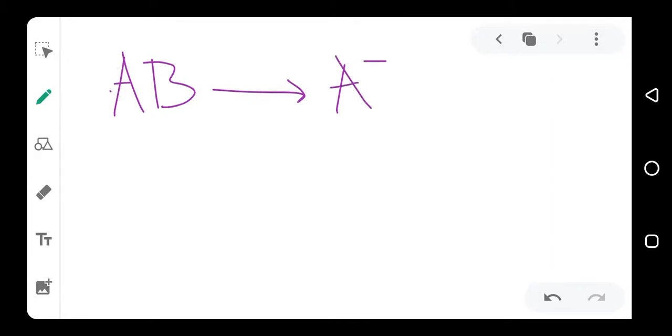Let me use an example. If you have a reaction where AB is reacting to give us A ion plus B ion, this is an ionization reaction. A positive ion and B negative ion.